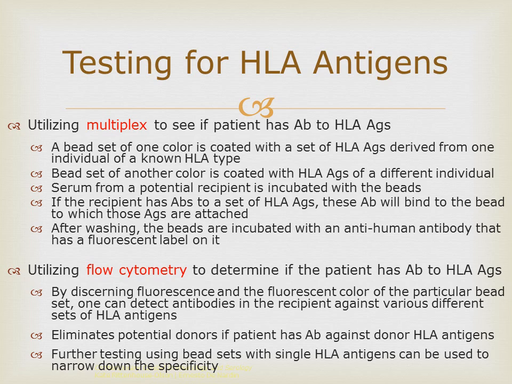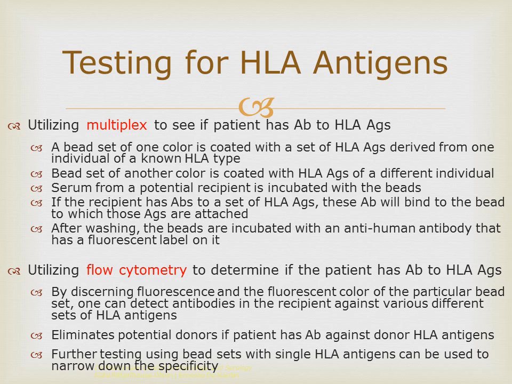If using multiplexing to determine HLA antibodies, a bead set of one color is coated with a set of HLA antigens derived from one individual of a known type. A bead set of another color is coated with HLA antigens of a different individual. Serum from the potential recipient is incubated with the beads. If the recipient has antibodies to a set of HLA antigens, these antibodies will bind to the bead to which those antigens are attached. After the incubation step, we wash to remove any unbound components.